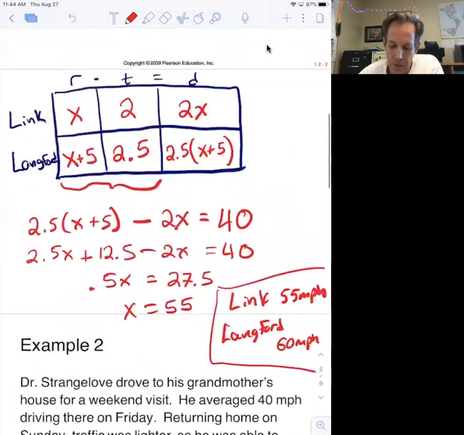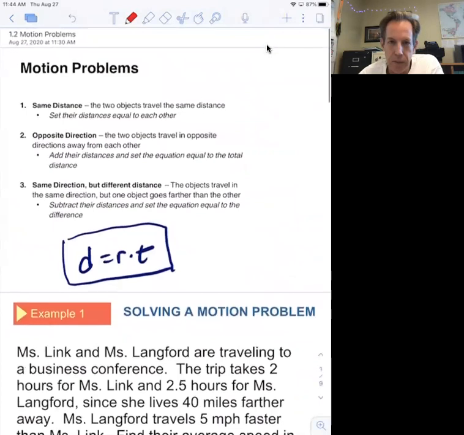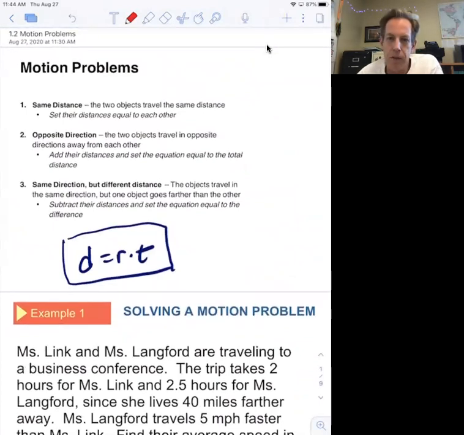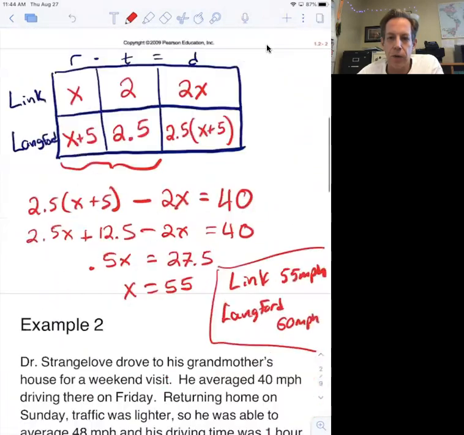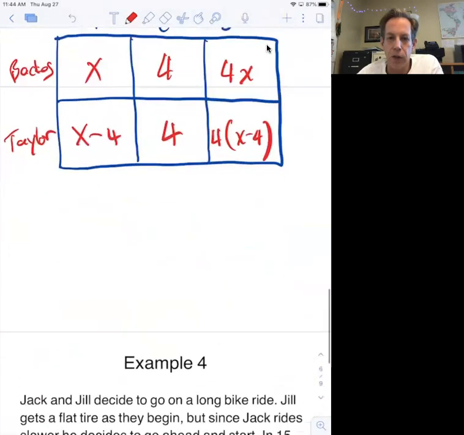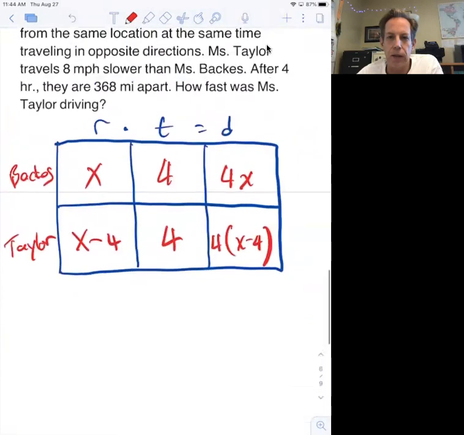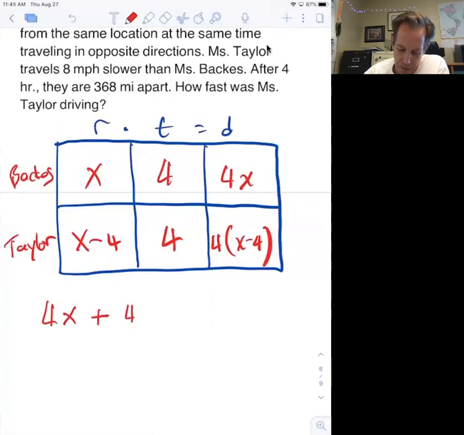All right, so of our 3 scenarios, what do we have? Same distance? No, we don't know that. Opposite direction? Yes. This is a situation where they're going away from each other, and that means that we're going to add their distances together. So 4x plus 4 times x minus 4 equals the total distance apart, which is 368.